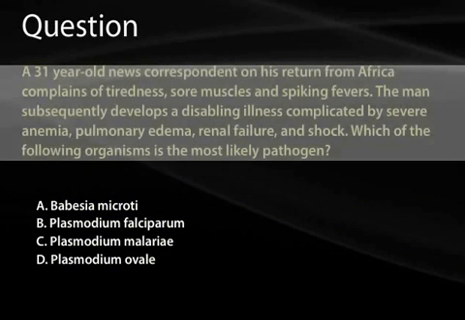Question. A 31-year-old news correspondent on his return from Africa complains of tiredness, sore muscles, spiking fevers, and then he gets a disabling illness complicated by anemia, pulmonary edema, renal failure, and shock. Which of the following organisms is the most likely pathogen?